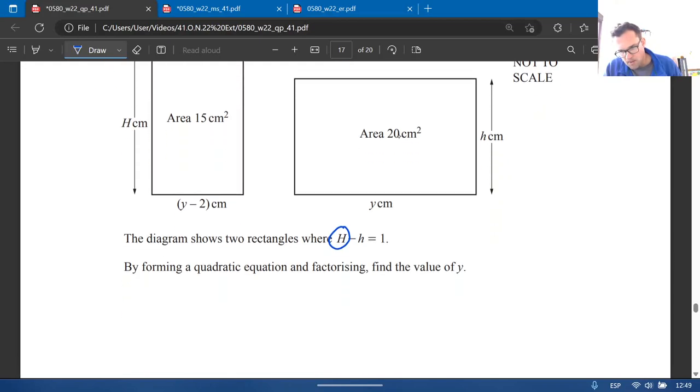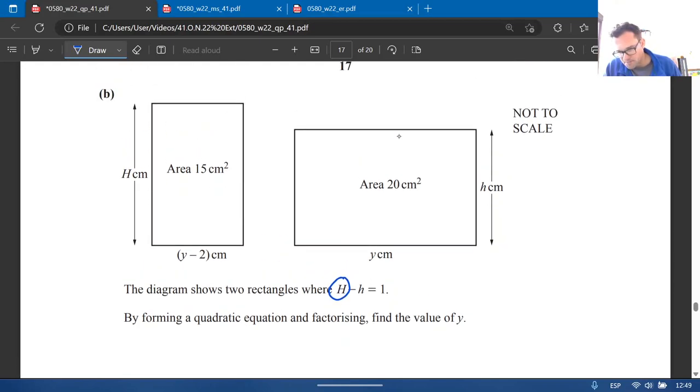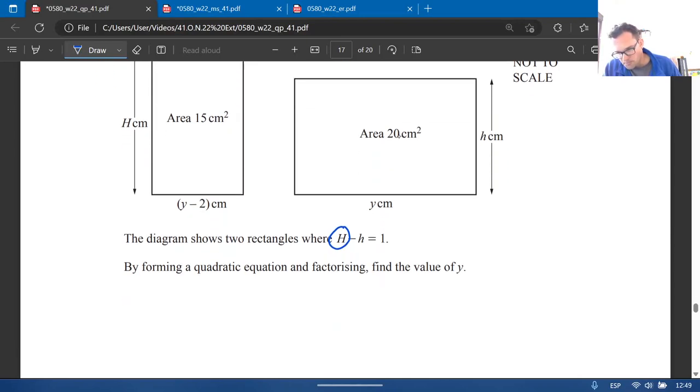Okay. Let me make this clear. If you do H times y minus 2, that will give you the area, length times width, which will give you 15. So that means H equals 15 divided by y minus 2. Agree?